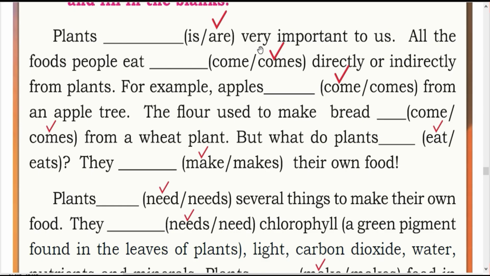Plants are very important to us. All the foods people eat come directly or indirectly from plants. For example, apples come from an apple tree. The flour used to make bread comes from a wheat plant. But what do plants eat? They make their own food.